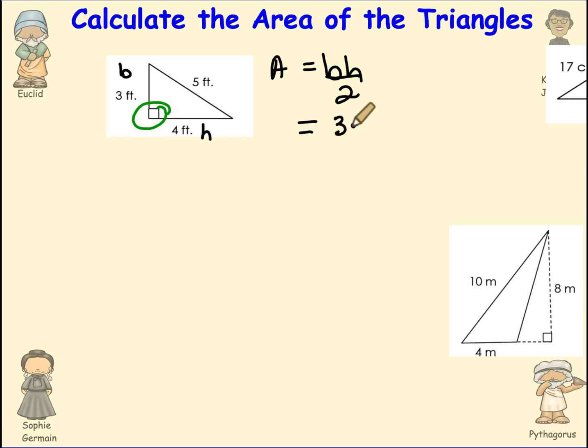So 3 times 4 divided by 2. 3 times 4 is 12. 12 divided by 2 is 6. And then my units is square feet.